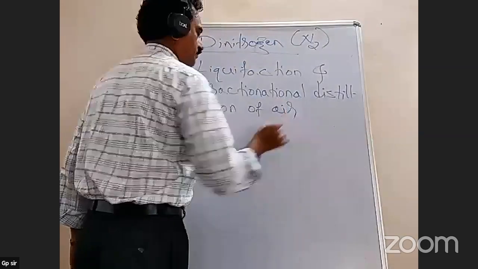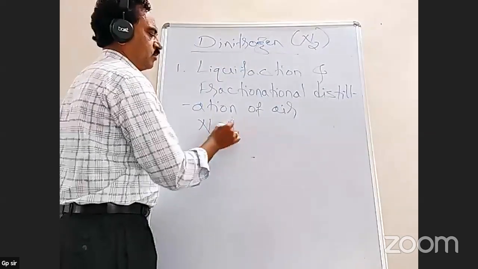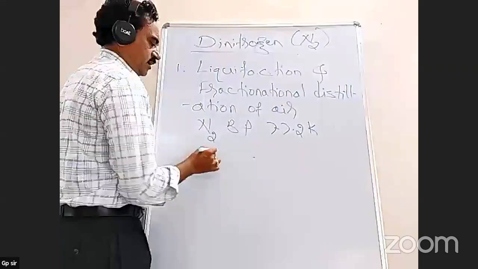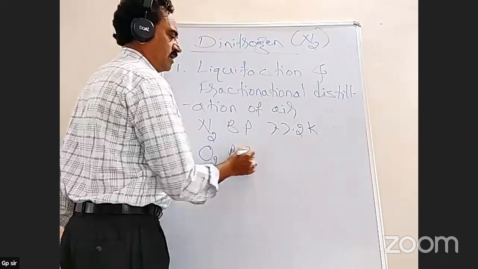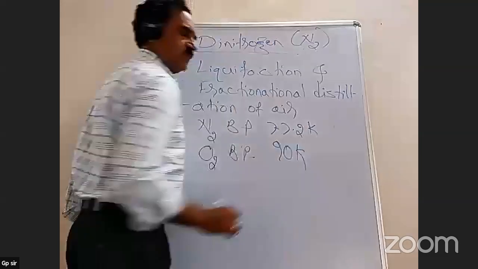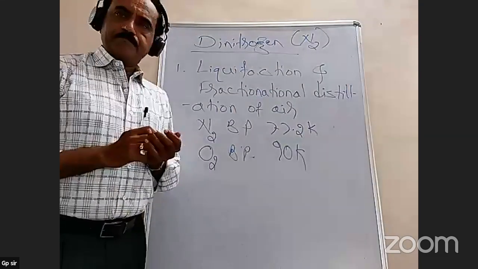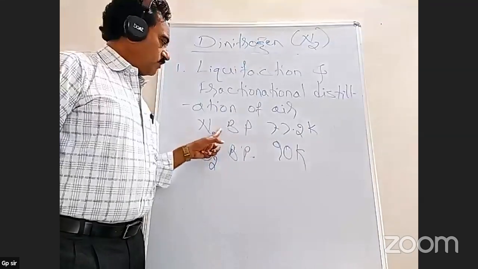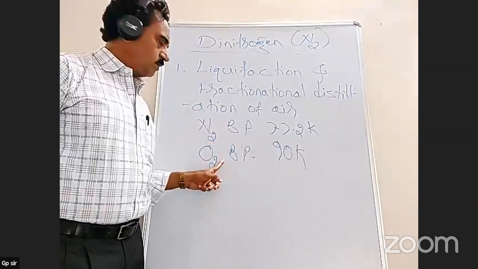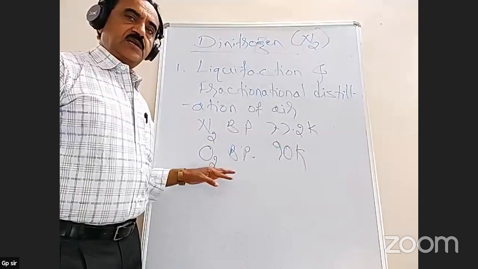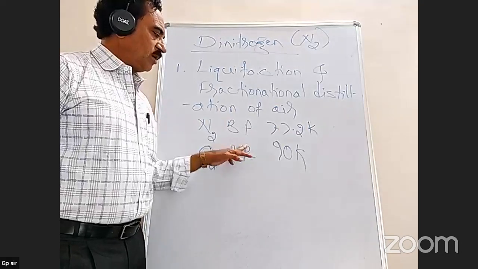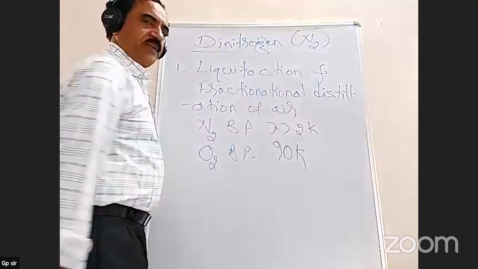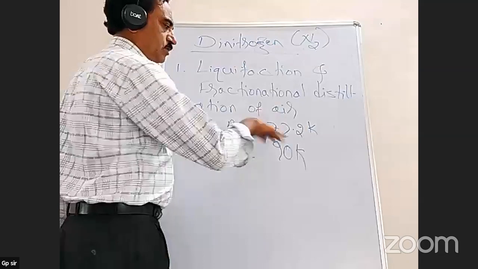As I told you, nitrogen has a boiling point of 77.2 Kelvin and oxygen has a boiling point of 90 Kelvin. So when you liquefy the air, the liquid air contains 78% by volume of nitrogen and 21% by volume of oxygen. Inert gases have a lower boiling point than these. So these two can be separated by fractionation. You go on raising the temperature, so the two are separated.